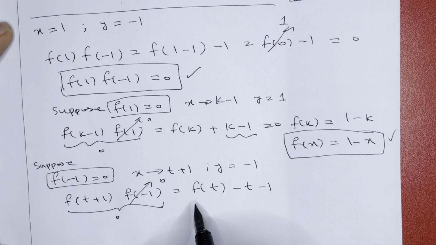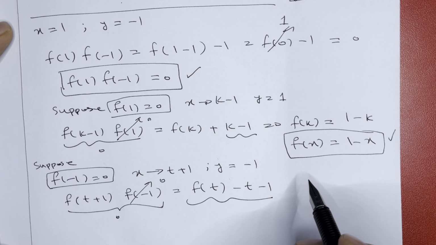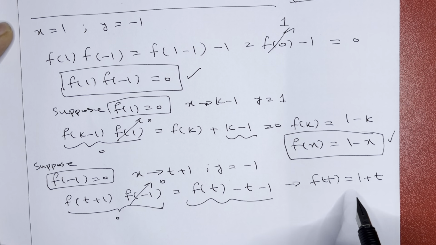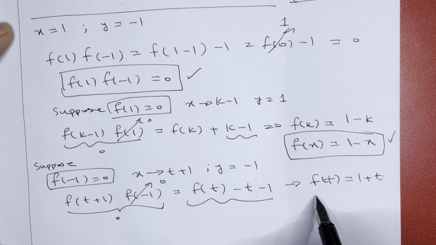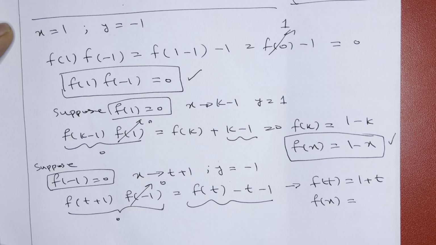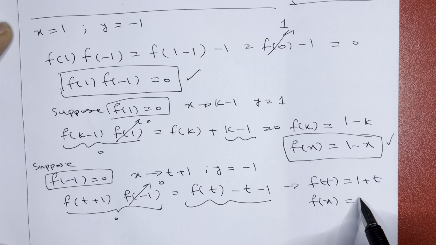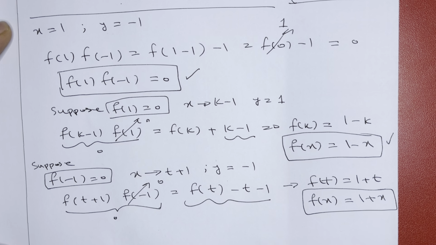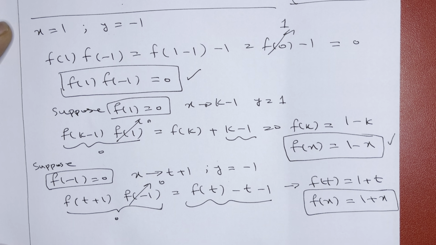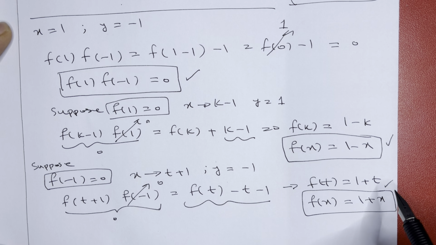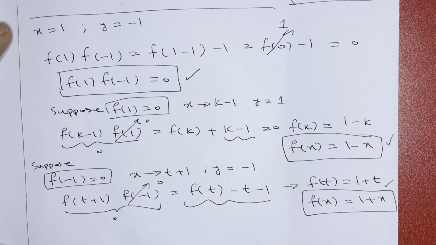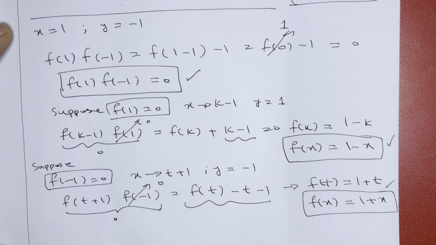Then we have f(t) is 1 + t, or instead of t you can put x, without losing any generality. We have f(x) is 1 + x. Great, so we got two solutions. One is f(x) is 1 - x. The other one is f(x) is 1 + x.